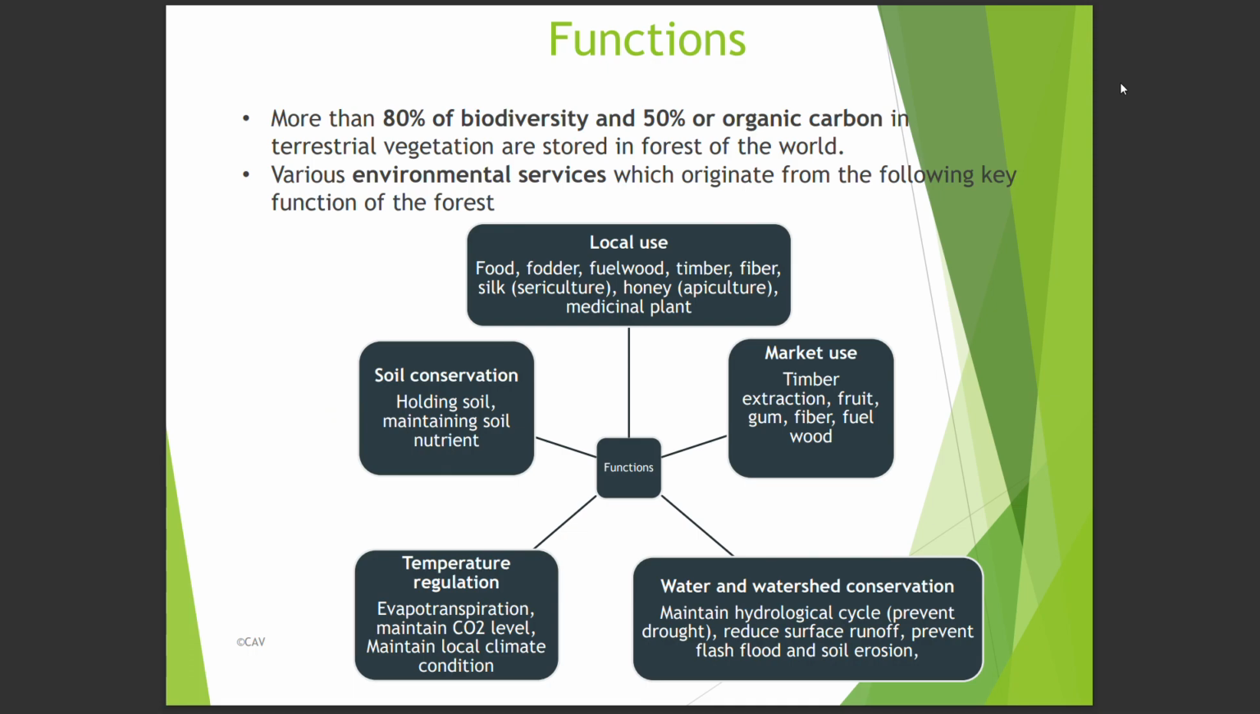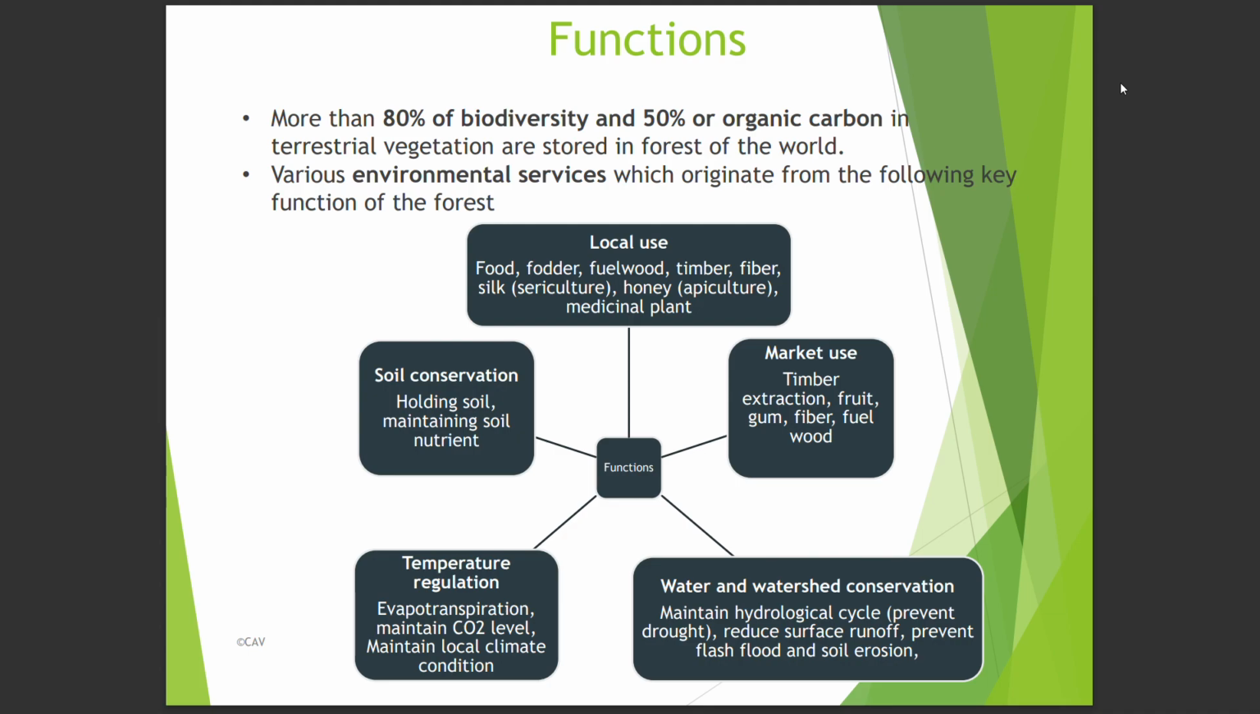The functions: more than 80% of biodiversity and 50% of organic carbon in the terrestrial vegetation are stored in forests of the world. Various environmental services which originate from the forest are local use, that is for food, fodder, fuel wood, timber, fiber, silk, sericulture, honey, apiculture, medicinal plants. Then second is market use: timber extraction, fruit, gum, fiber, fuel wood.